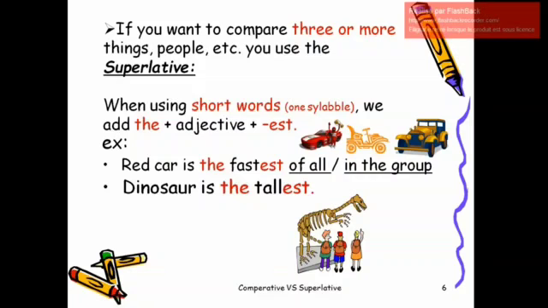Dinosaur is the tallest. As you see here, we have 3 people and a dinosaur. So the dinosaur is the tallest. Remember, the plus adjective plus est. Okay? Good. Concerning short adjectives which contain one syllable.